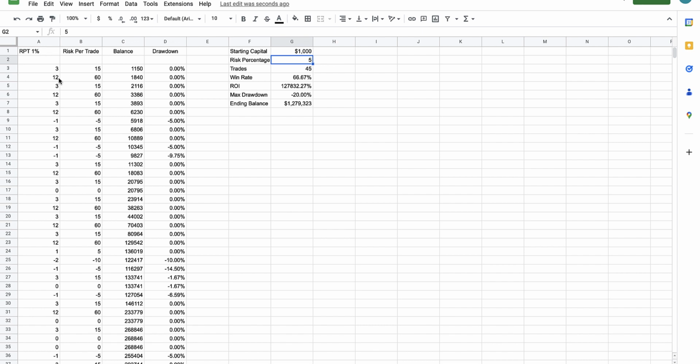So let's say, for example, in the first trade we were risking 5%, we made 3 times, so we made 15%. So on the next trade we will be able to risk the 15% from the first trade, and we will be also able to risk another 5% from the initial capital. So we will be able to risk 20%. So when we risk 20%, if we win, we will win 60%.